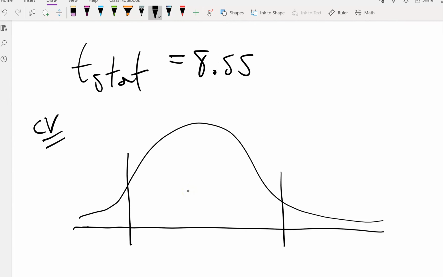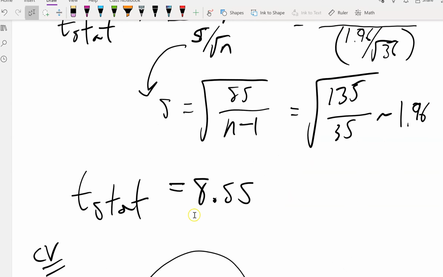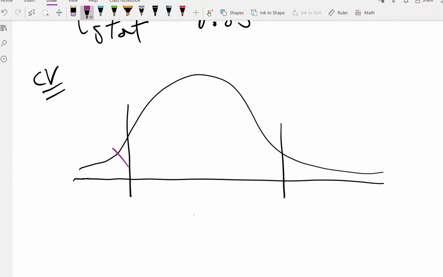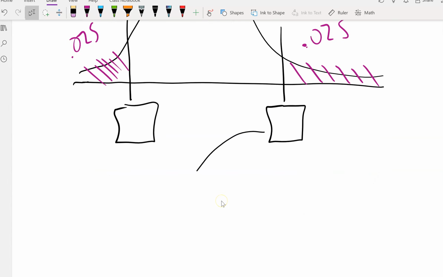I'm going to do 2 bars because that's a not equal to alternative. Recall from our previous videos, alpha will be the shared area outside. Since alpha is 5%, we cut it in half and do 2.5% on both sides, so that's 0.025. The critical value is this number, and they're the same number, just opposite in sign. So if I can find this number in the t-tables, then I can find the other by symmetry.